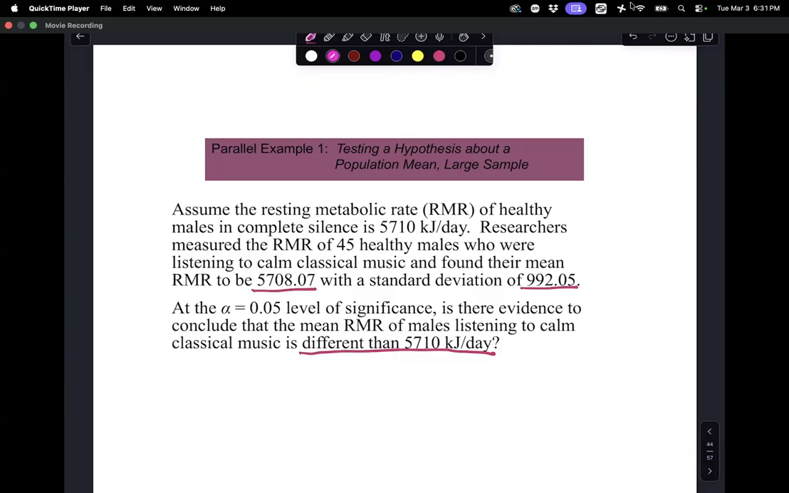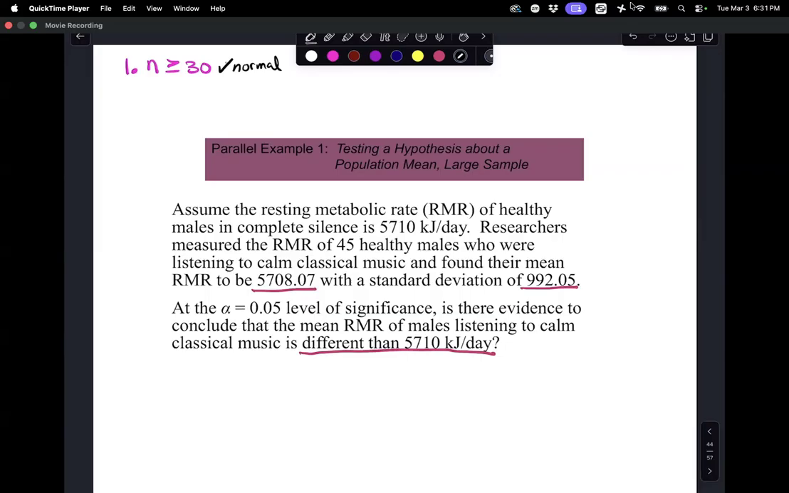All right, let's do all our stuff. Sometimes I just like to number them. So 1, does it say normal? No, but we have a large enough sample size. So our sample size is greater than or equal to 30. So we're going to check normal. Because our sample size is greater than 30, we're good on normal.